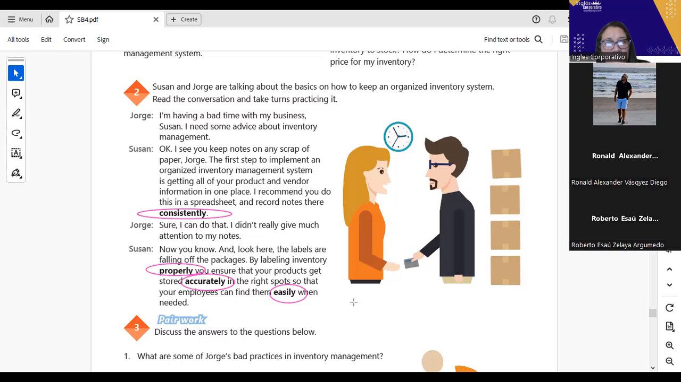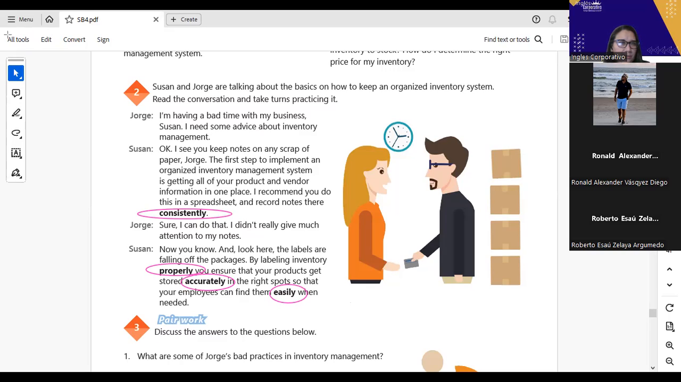that these words already have something in common, that is "ly": consistently, properly, accurately, easily, right? If you have studied a bit before, you noticed that these words are adverbs, right? So they are used to describe the way actions must be done according to the conversation, or should be done, right?